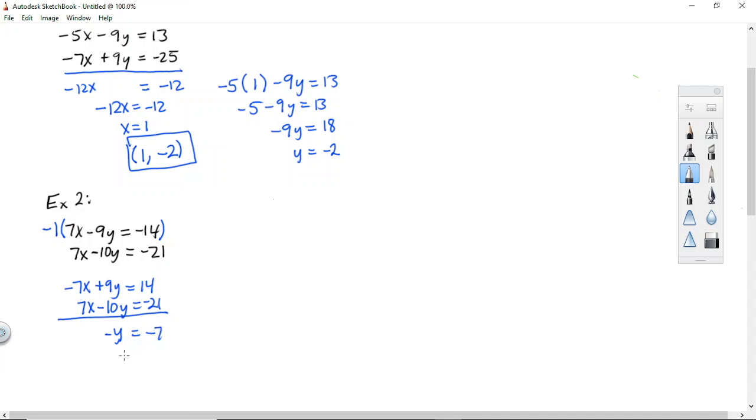We can solve that, right? For y, pretty easy. If you just divide both sides by -1, we will have y equals 7. Okay, so we have there our y coordinate. We need the x coordinate.